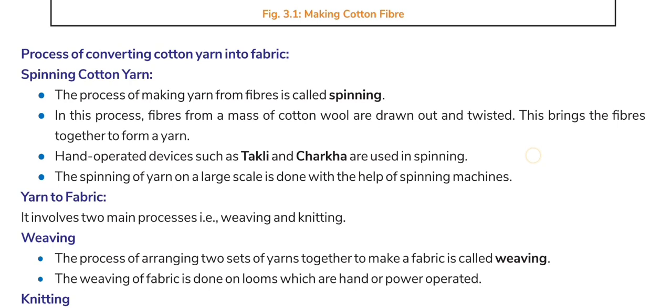Process of converting cotton yarn into fabric. Spinning cotton yarn: the process of making yarn from fibers is called spinning. In this process, fibers from a mass of cotton wool are drawn out and twisted. This brings the fibers together to form a yarn. Hand-operated devices such as the takli and charkha are used in spinning. The spinning of yarn on a large scale is done with the help of spinning machines.